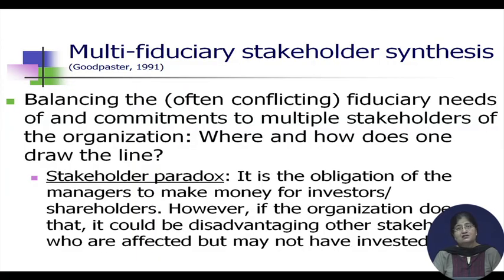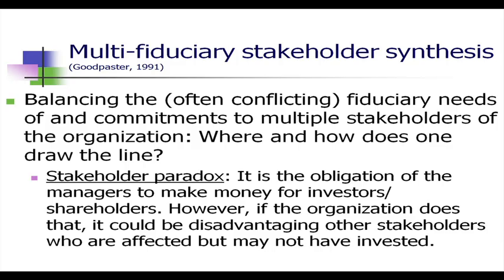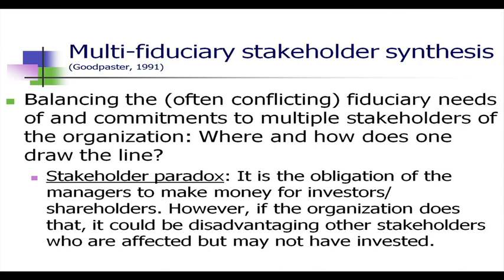Multi-fiduciary stakeholder synthesis. What happens when a number of people have trust in us and there are often conflicting views? So, what happens at that point? Balancing the often conflicting fiduciary needs of and commitments to multiple stakeholders of the organization. Where and how does one draw the line? That is the stakeholder paradox. How do you balance the fiduciary needs of, and the commitments to, multiple stakeholders of the organization?